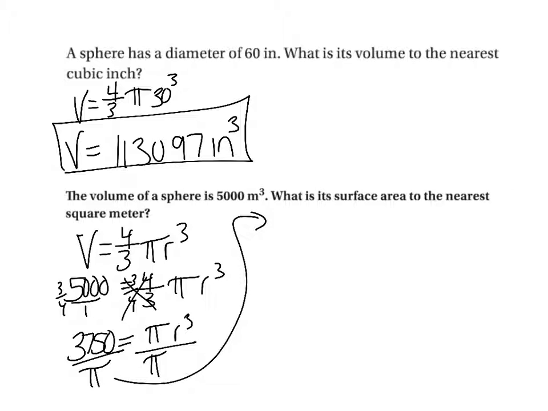And I have 1193.66 is equal to r cubed. Now this is the tricky part. You may or may not know how to do this in your calculator, but we need to cube root, not square root, but cube root both sides.